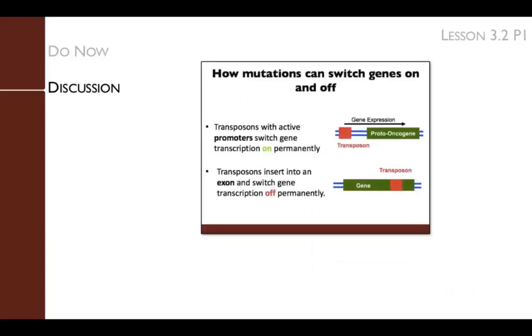Some mutations can switch genes on and off. For example, if transposons that contain promoters jump in front of genes, they can turn the gene on. If a transposon jumps inside a gene, that gene may no longer be able to be transcribed and will be turned off.